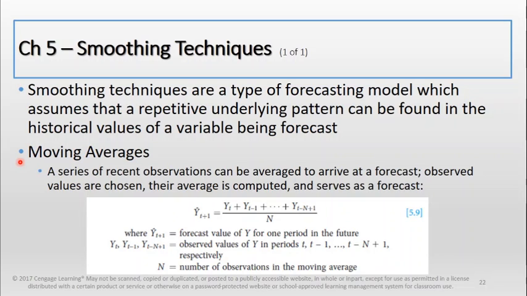So in an effort to minimize the effects of this randomness, a series of recent observations can be averaged to arrive at a forecast. So that is then your moving average method. A number of observed values are chosen, their average is computed, and this average will serve as a forecast for the next period.